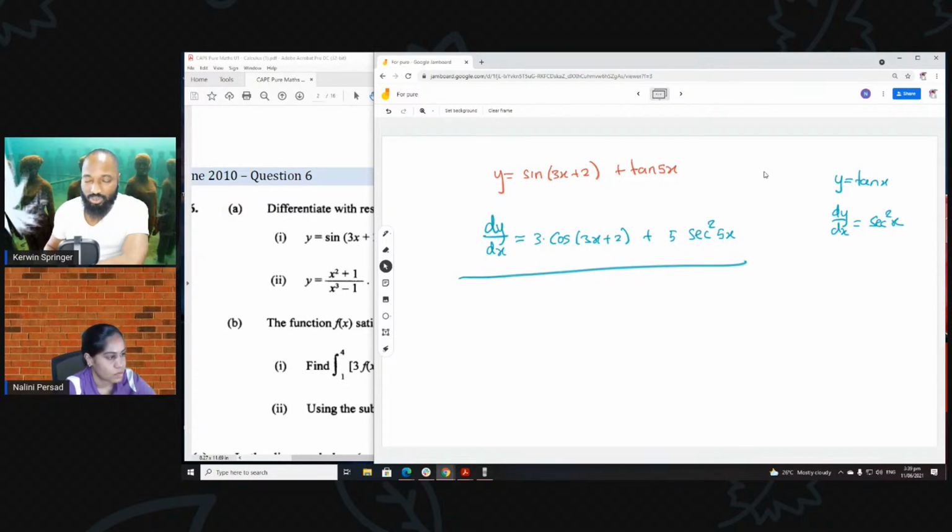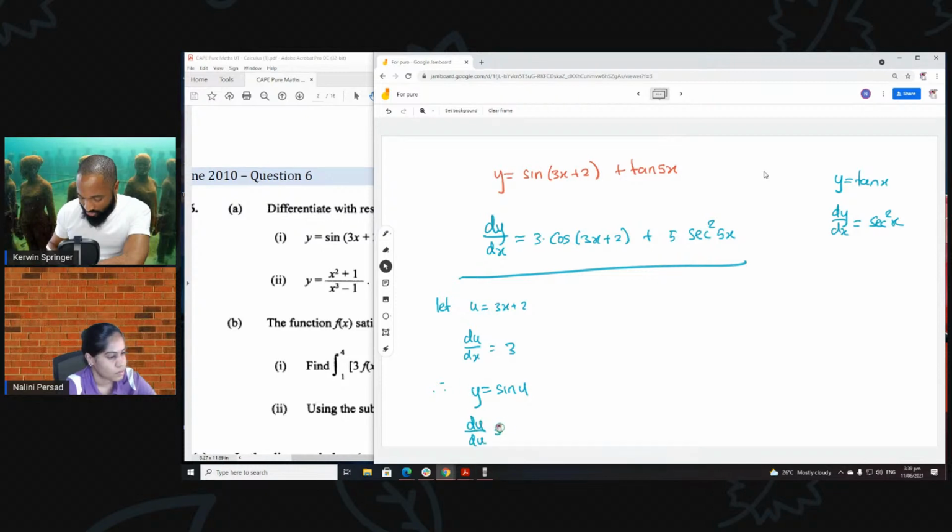But if you're using the chain rule, let u be equal to 3x plus 2, so du/dx is equal to 3. Therefore y is equal to sine u. It's kind of like having two chain rules to use. So dy/du is equal to cos u. Therefore, in this case, dy/dx for this term would be this multiplied by this.